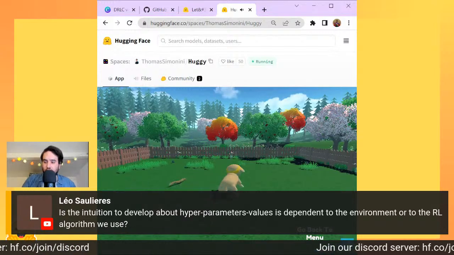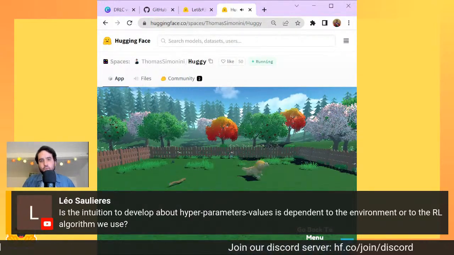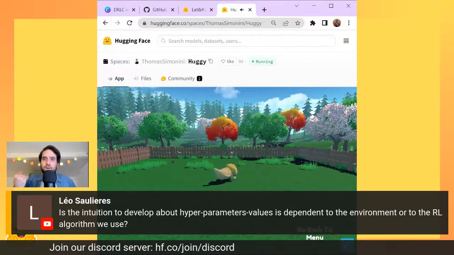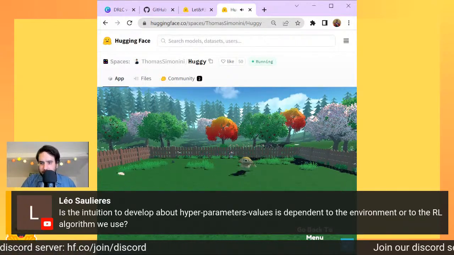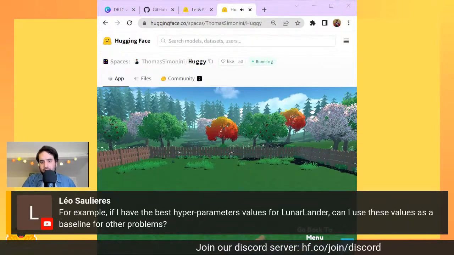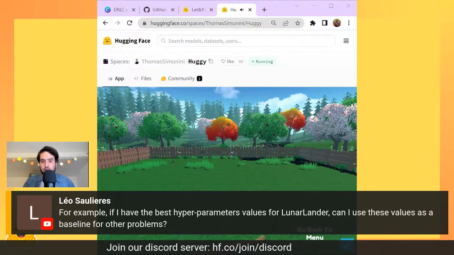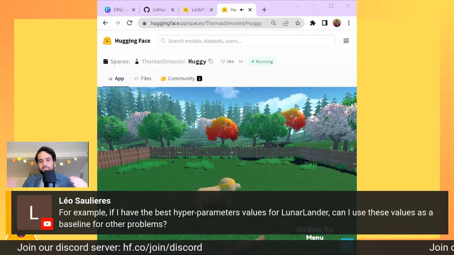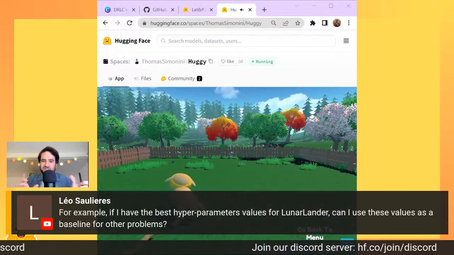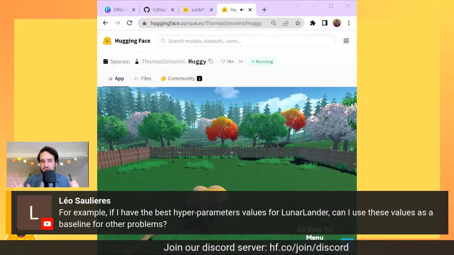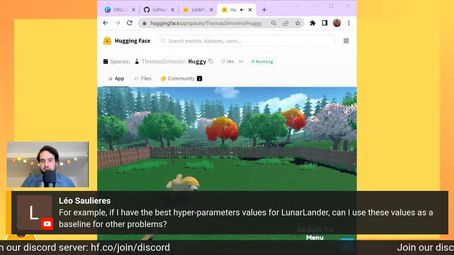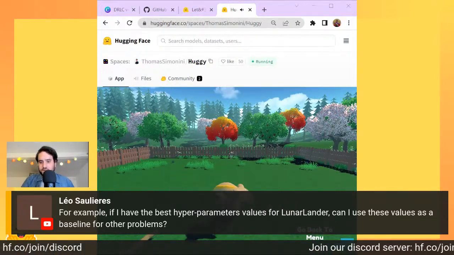The choice of the reinforcement learning algorithm depends on what you want to do with it and what environment you have. So if you have the best hyperparameters for LunarLander, it doesn't mean you can apply them to another environment. Most of the time, if the frame and the action space are the same and the problem is quite similar, you can use the same hyperparameters, but if not, it's very different. You need a different hyperparameter search.